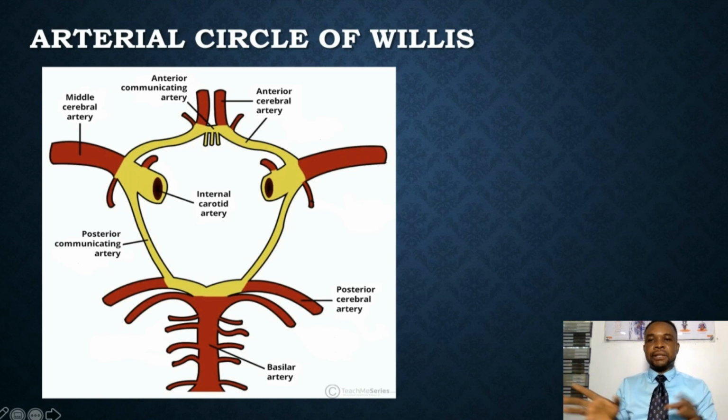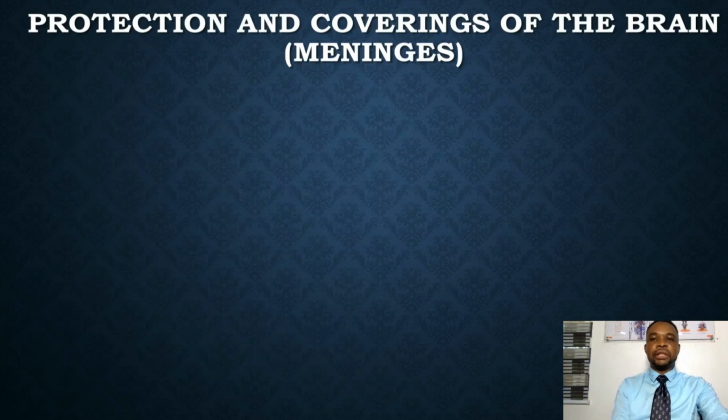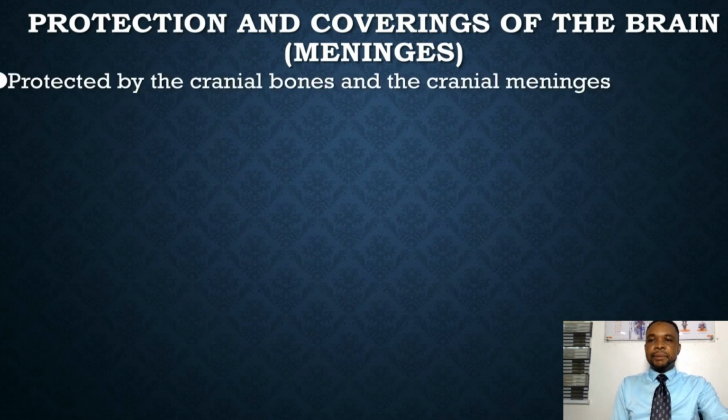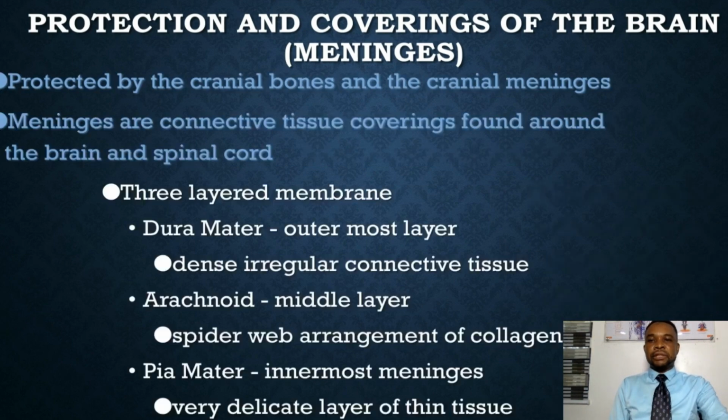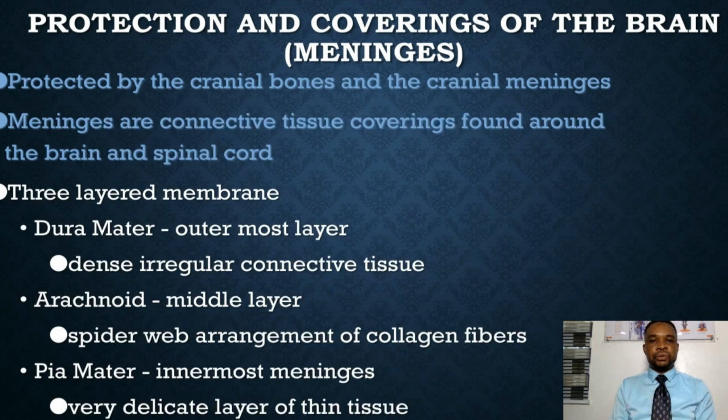Each of these branches has terminal branches to different parts of the brain where oxygen and nutrients are supplied. Now, having discussed that, it is important for us to note that the brain is protected or covered by what we call meninges. The meninges protect the brain from damage from the cranial bones. These meninges are made up of connective tissues found around the brain and spinal cord. There are three layers of protection, three layers of coverings.